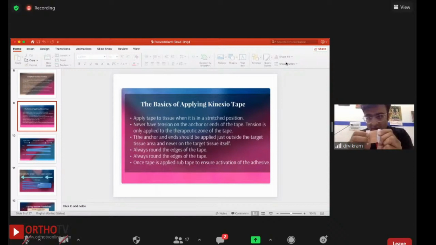30% stretch, 20% stretch, and around without stretch. When we are putting it without stretch, it is for edema, and we don't want tension over the muscle, so we don't put any stretch.